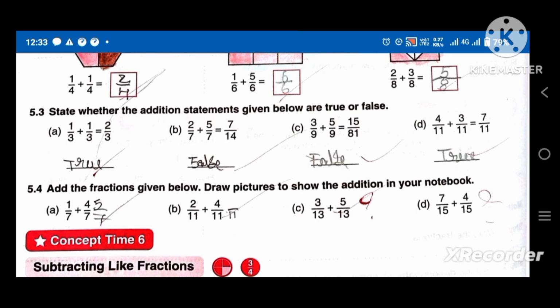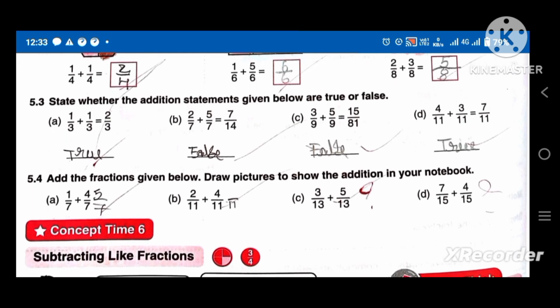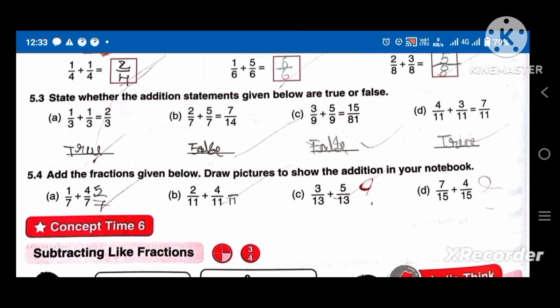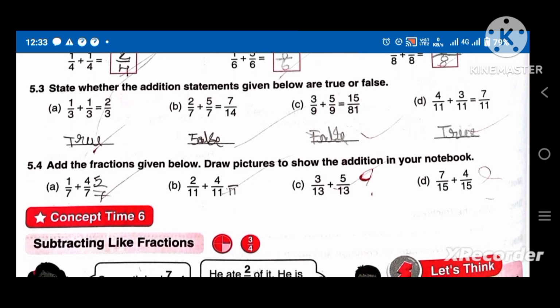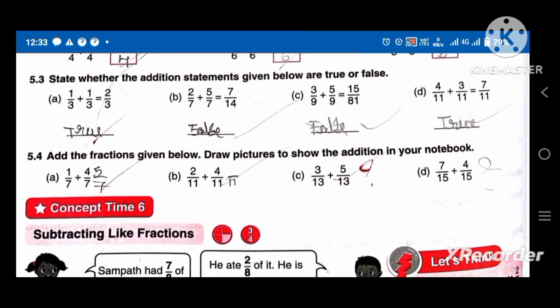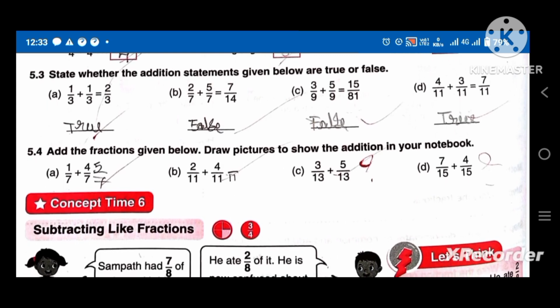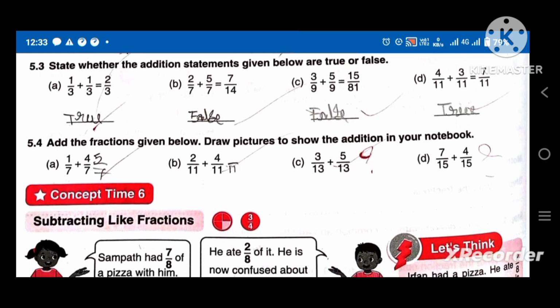C. 3 by 9 plus 5 by 9 is equal to 15 by 81. This is incorrect or false. Answer is 8 by 9. Correct answer is 8 by 9. D. 4 by 11 plus 3 by 11 is equal to 7 by 11. This is true or correct.